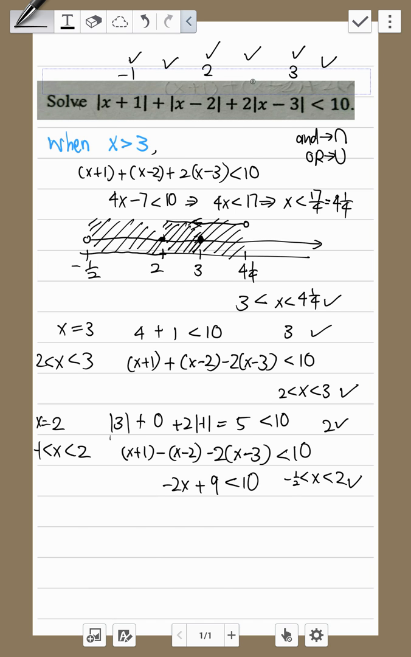Therefore, the solution for this inequality is x greater than minus half and smaller than 4 and 1/4, which is 17/4. Or I can write it this way, it's the same. So that is the solution for this question.